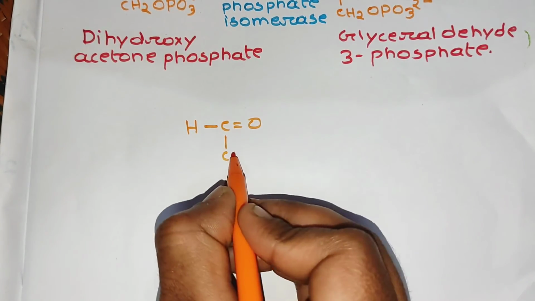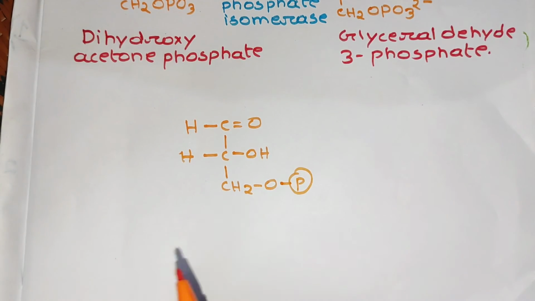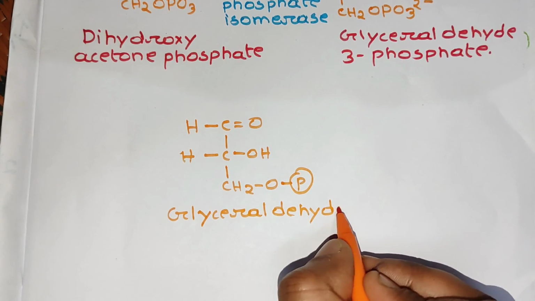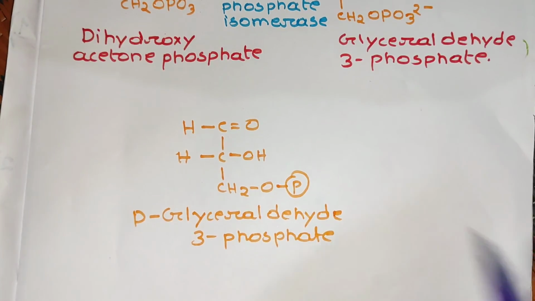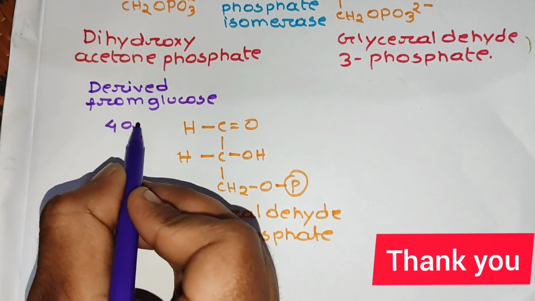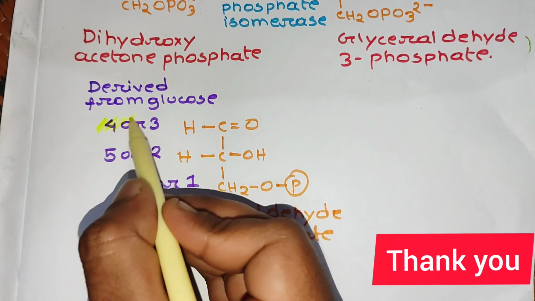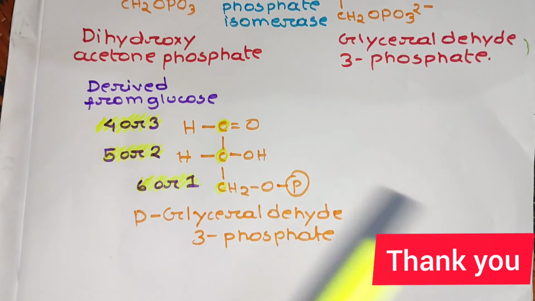Now this is an important thing. This is the structure of glyceraldehyde 3-phosphate. Now the carbon atoms are derived from the glucose. The first carbon is derived from carbon 4 or 3. The second carbon is derived from carbon 5 or 2 of the glucose, and the third carbon is derived from 6.